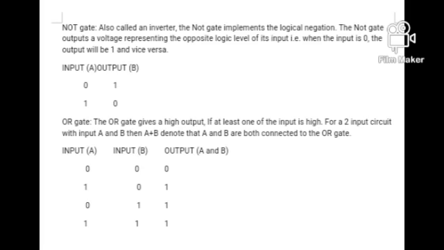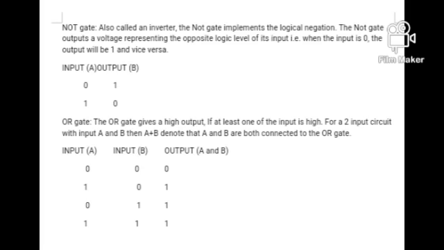So the NOT gate, also called an inverter. The NOT gate implements the logical negation. The NOT gate outputs a voltage representing the opposite logic level of its input. Simply put, when your input is 0, your output will be 1. And when your input is 1, your output will be 0. It's as simple as that.